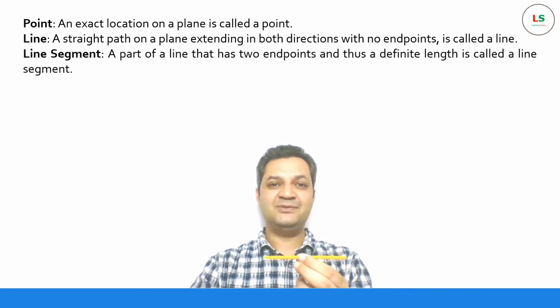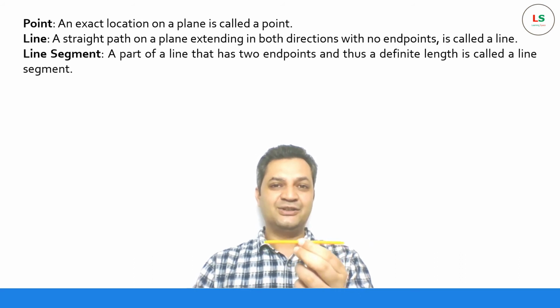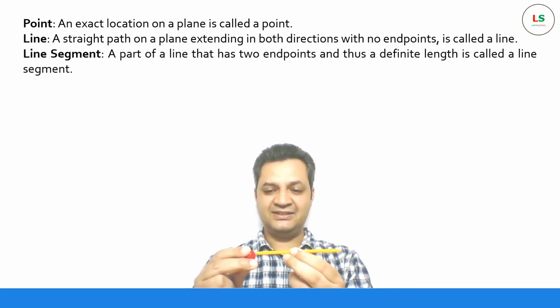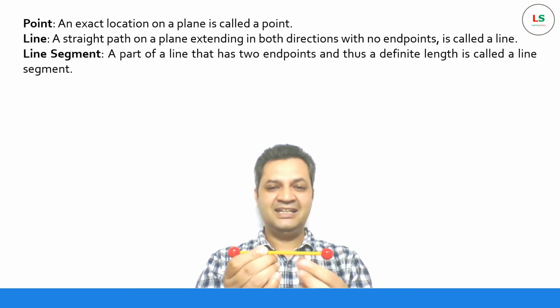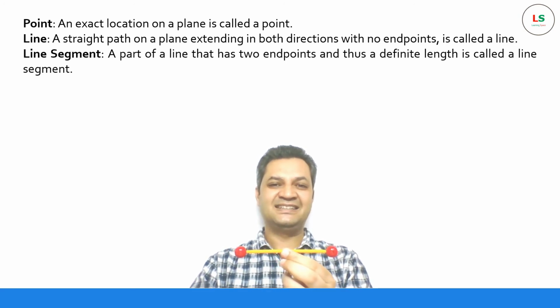A part of line that has two endpoints and thus a definite length is called a line segment. So if we take this line and attach these 2 points, it becomes a line segment.